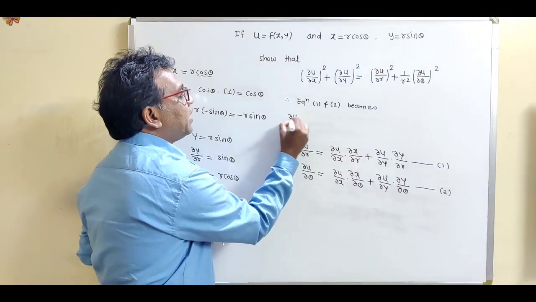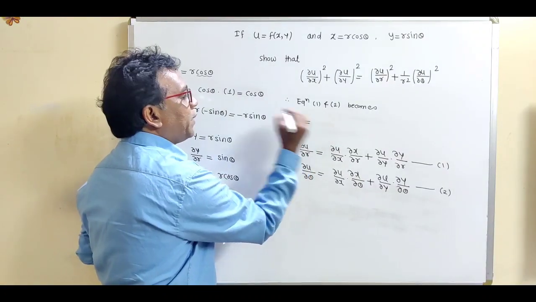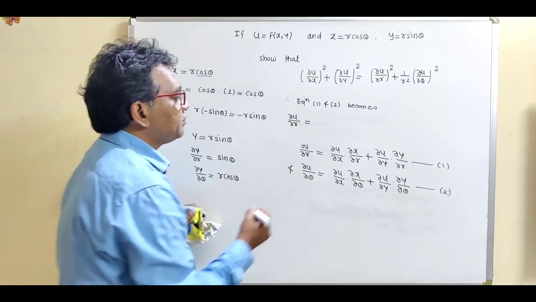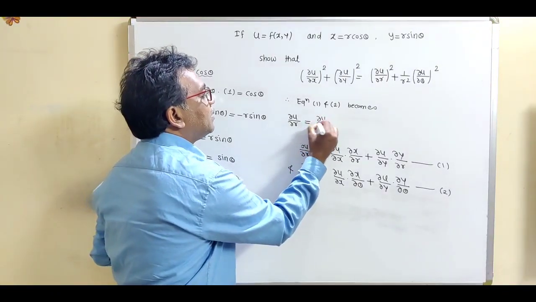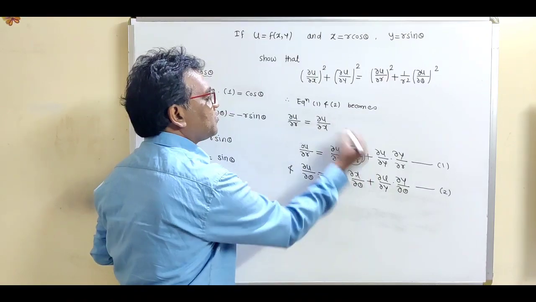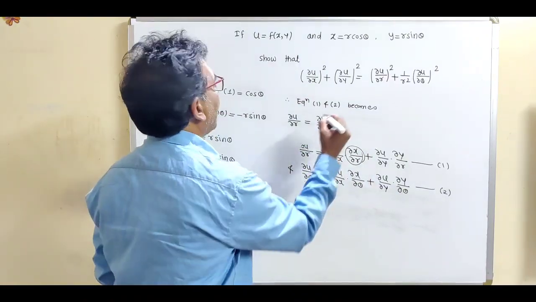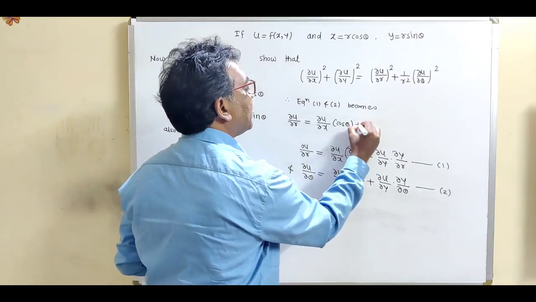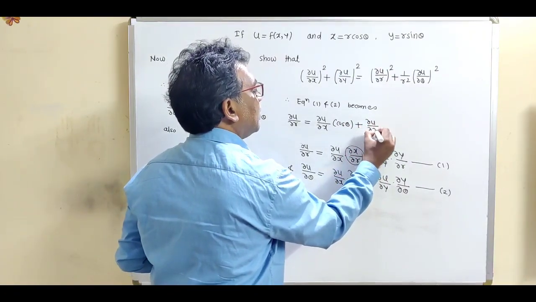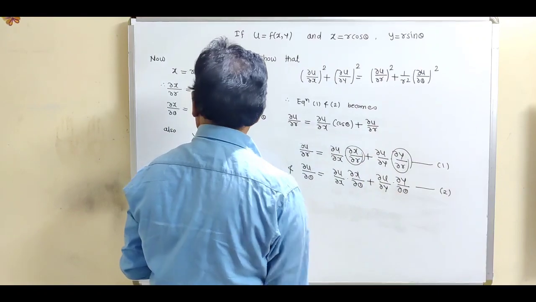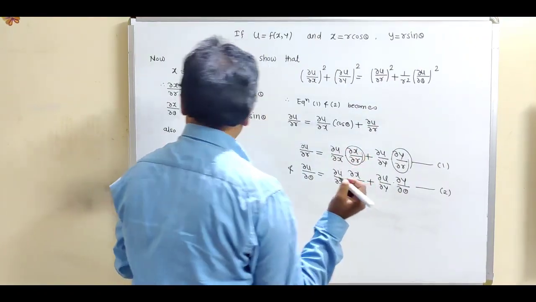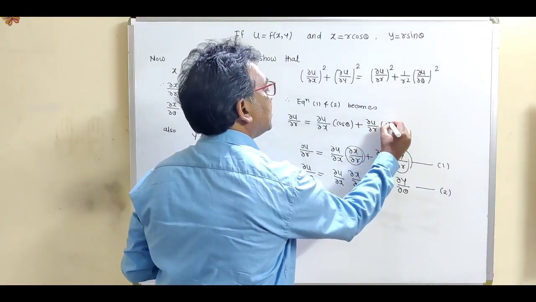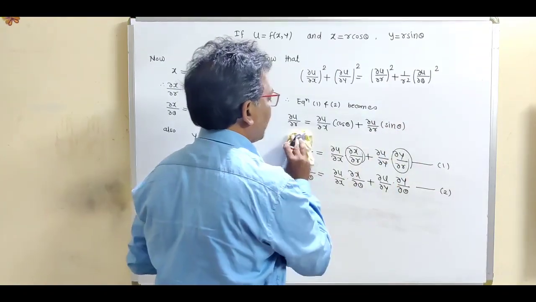So this is our equation 1, del u by del r is equal to del u by del x, and put this value, del x by del r, this is cos theta, plus del u by del y and del y by del r, this is given by the value sin theta.